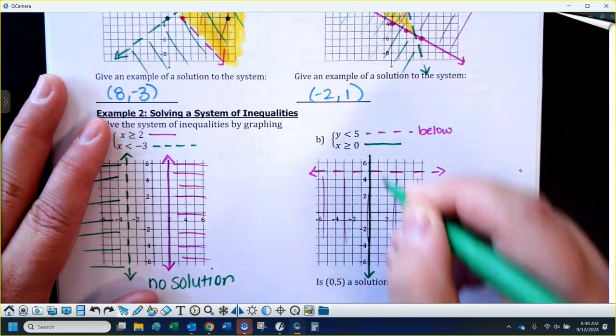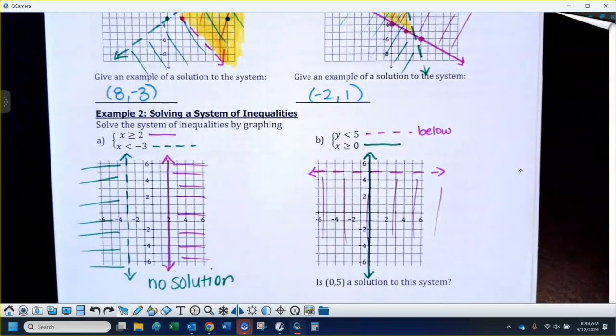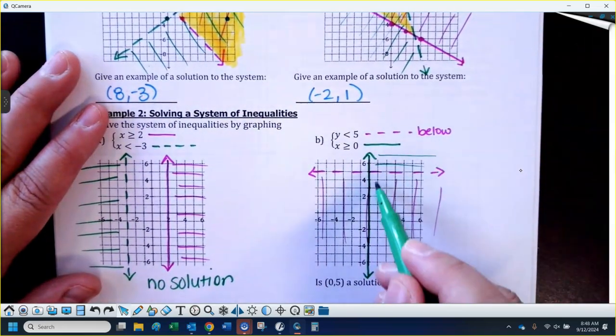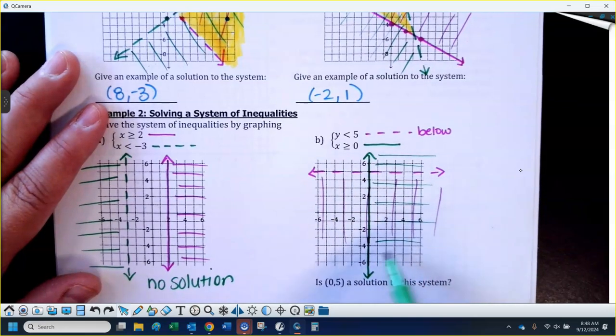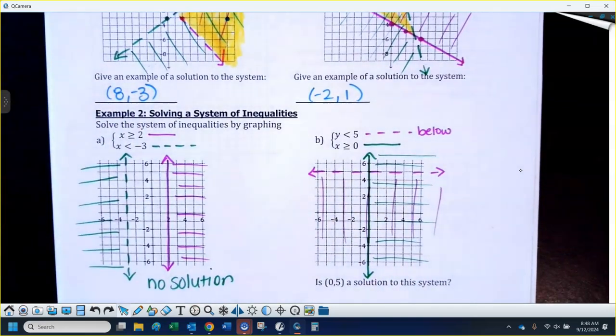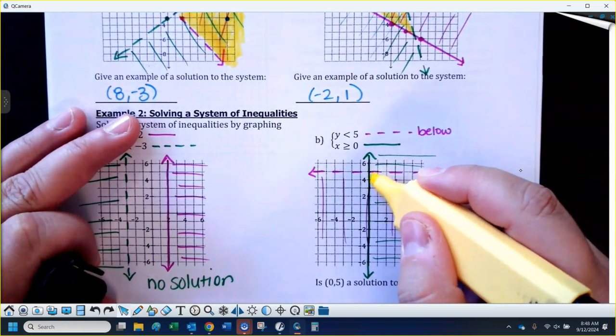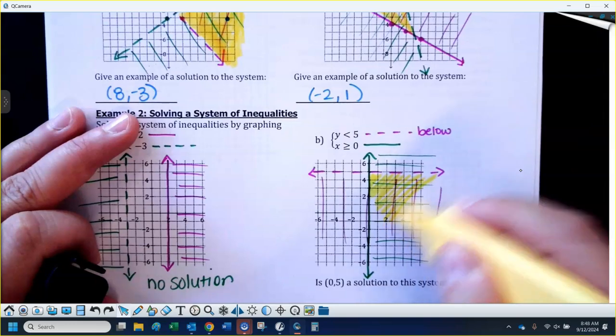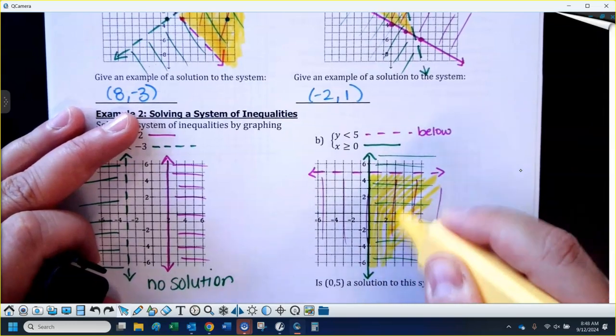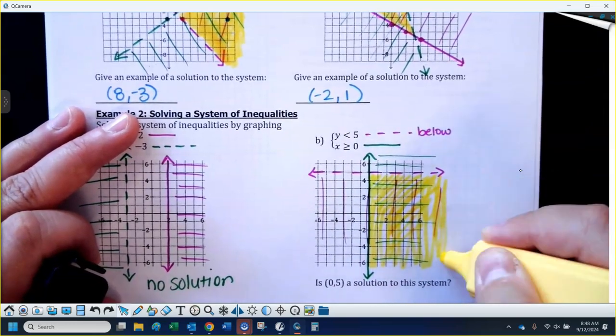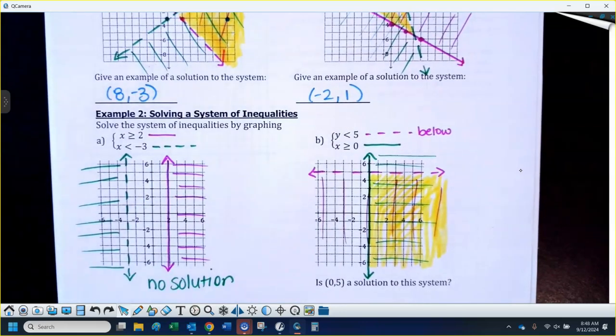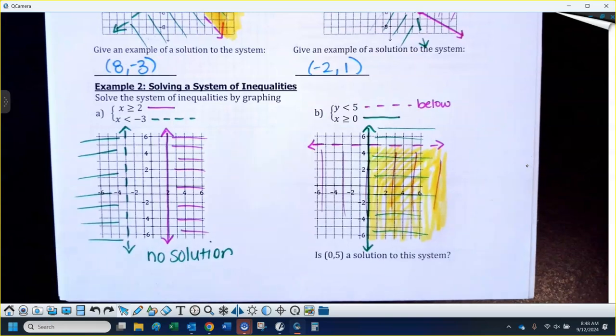All these points would be part of the solution. Okay, greater than goes to the right. So we'll go this way. All these x values are greater than or equal to 0. Now this is going to look like a quadrant when you shade the overlap. All these points have a y-coordinate smaller than 5, but an x-coordinate bigger than 0. Now at the very bottom, just right here, is (0, 5) a solution?